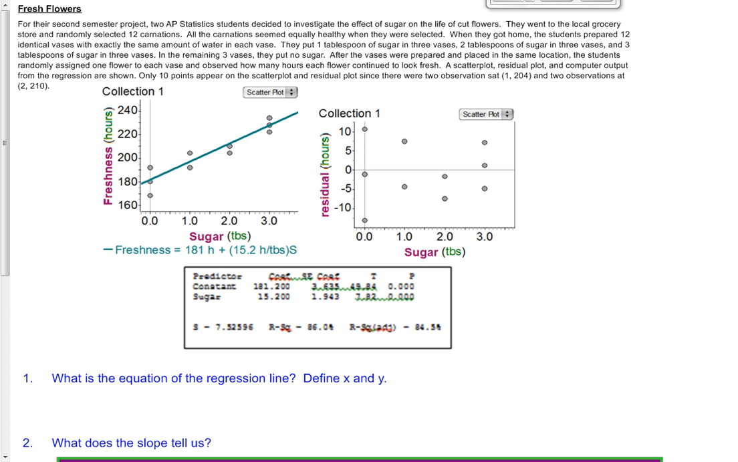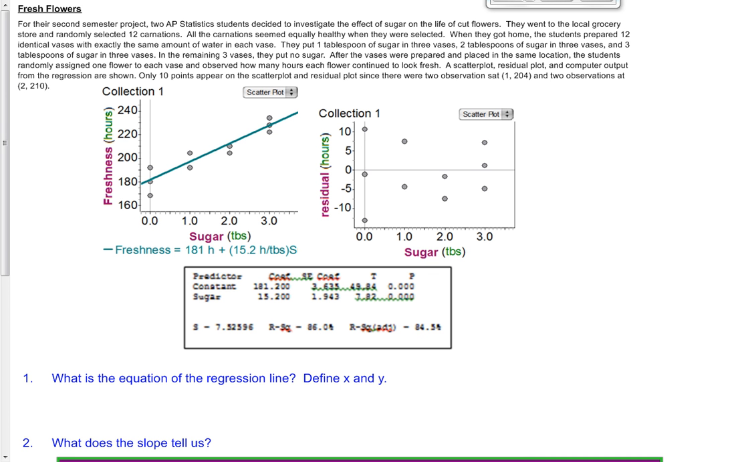Fresh Flowers: for their second semester project, 2 AP statistics students decide to investigate the effect of sugar on the life of cut flowers. Studying this some more, I guess the more sugar that water has in it, the freshness of the flower is evident longer, that kind of thing. So that's what they're trying to study here.